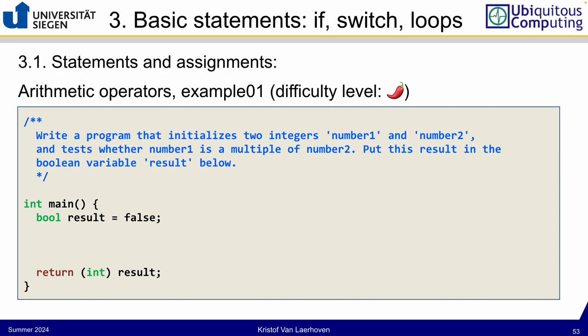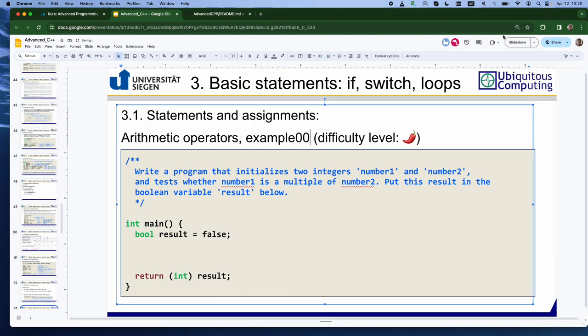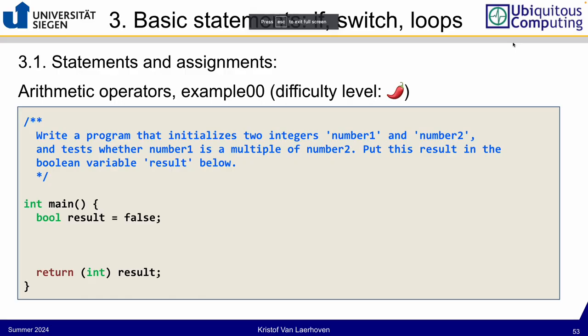Now, first example that we're going to see, actually this is example 0. Let me quickly move this into a 0 as well. I call it difficulty level 1. Actually, I wanted to call it difficulty level 2, but anyway. This is actually indeed a very easy one. I think I skipped something, just a second. Oh no, it's coming later.